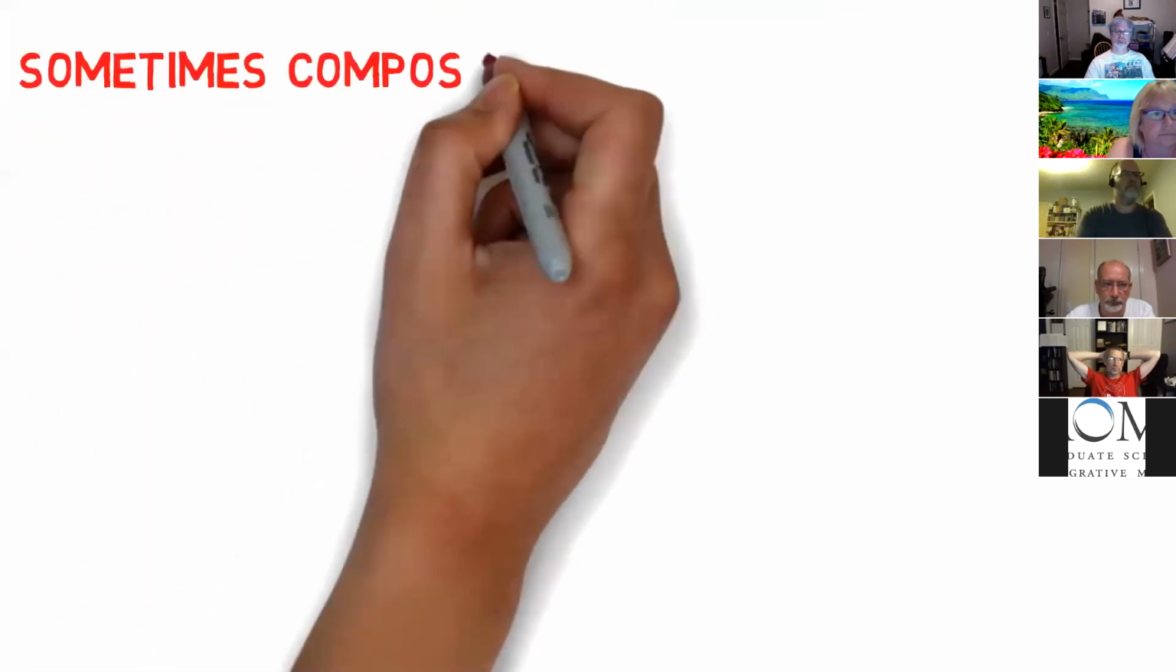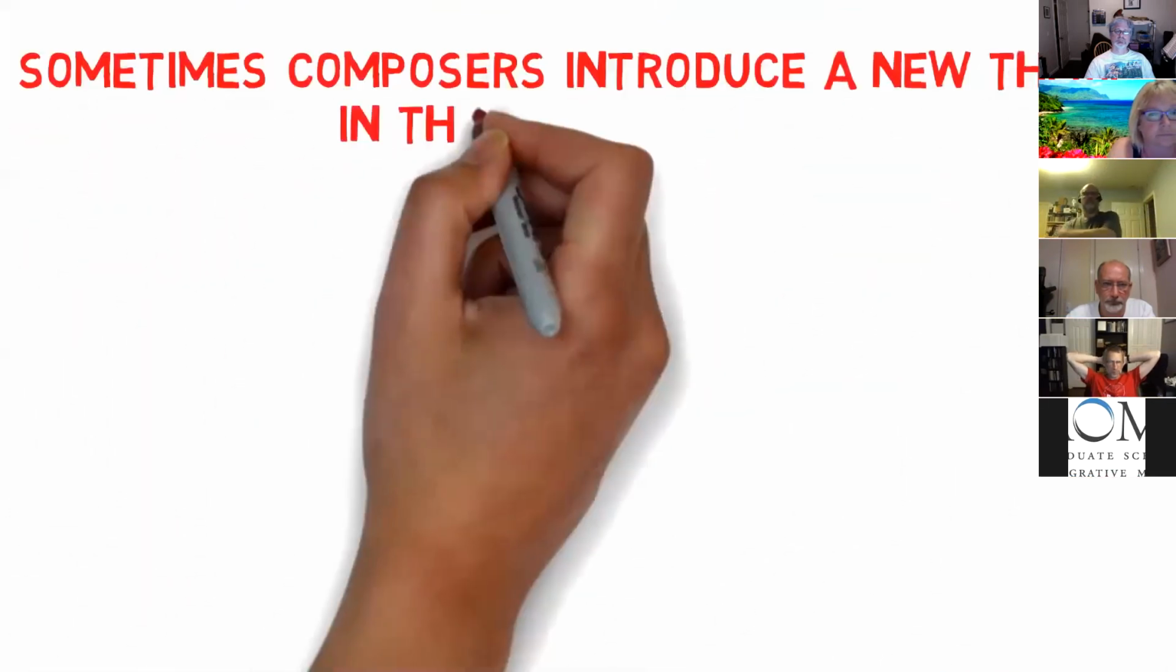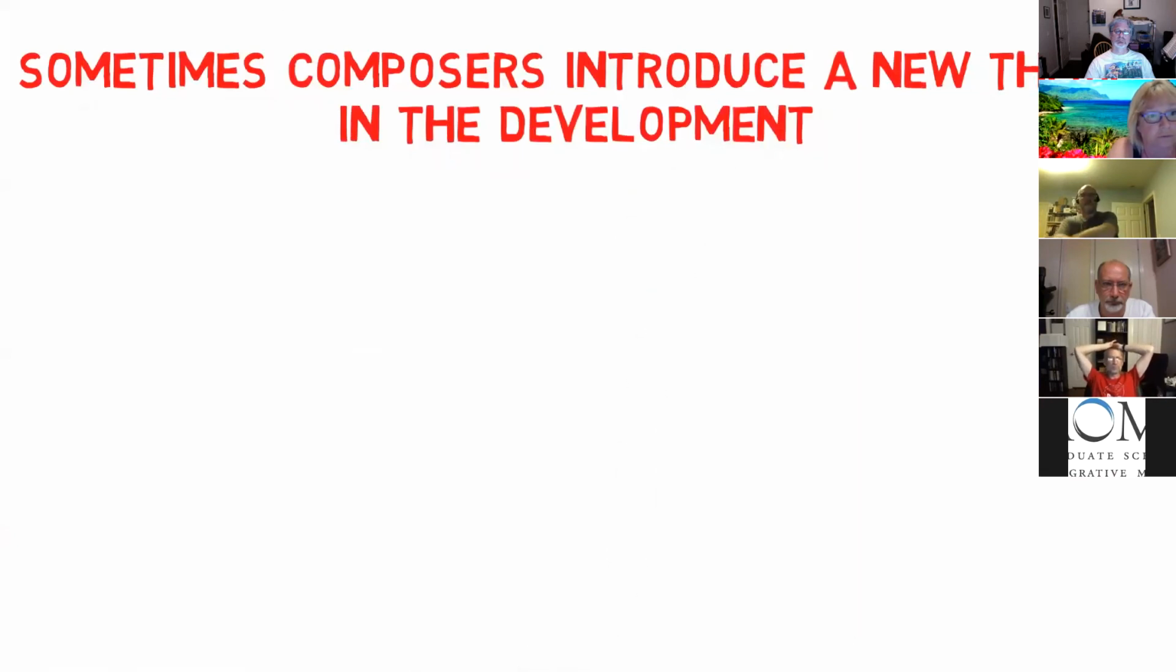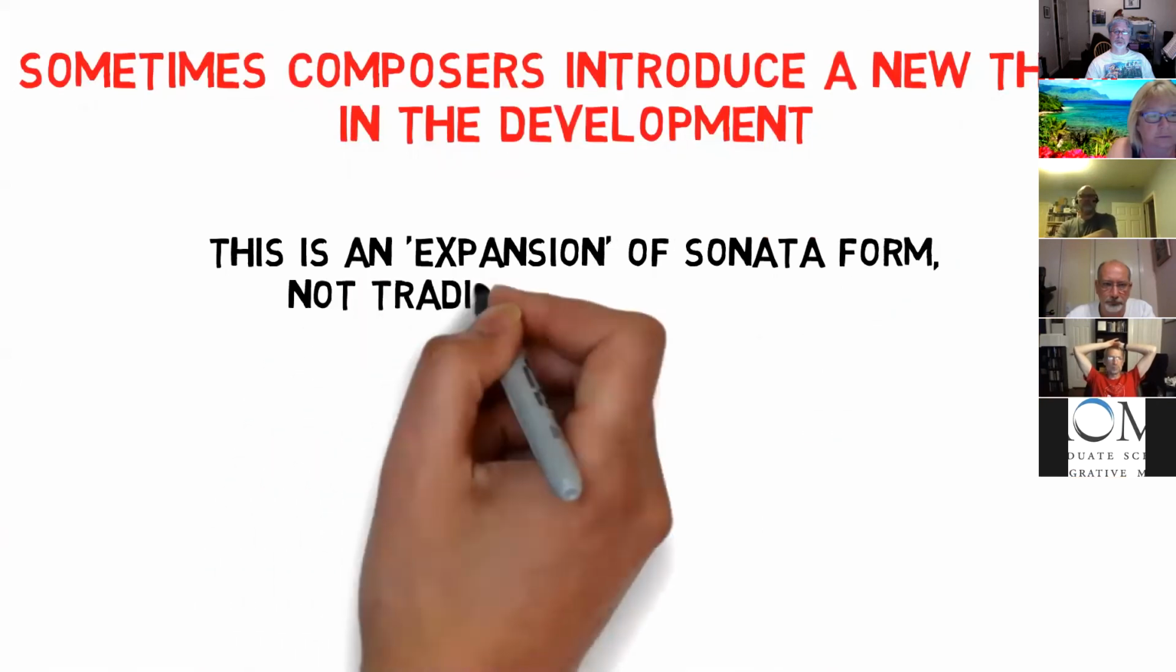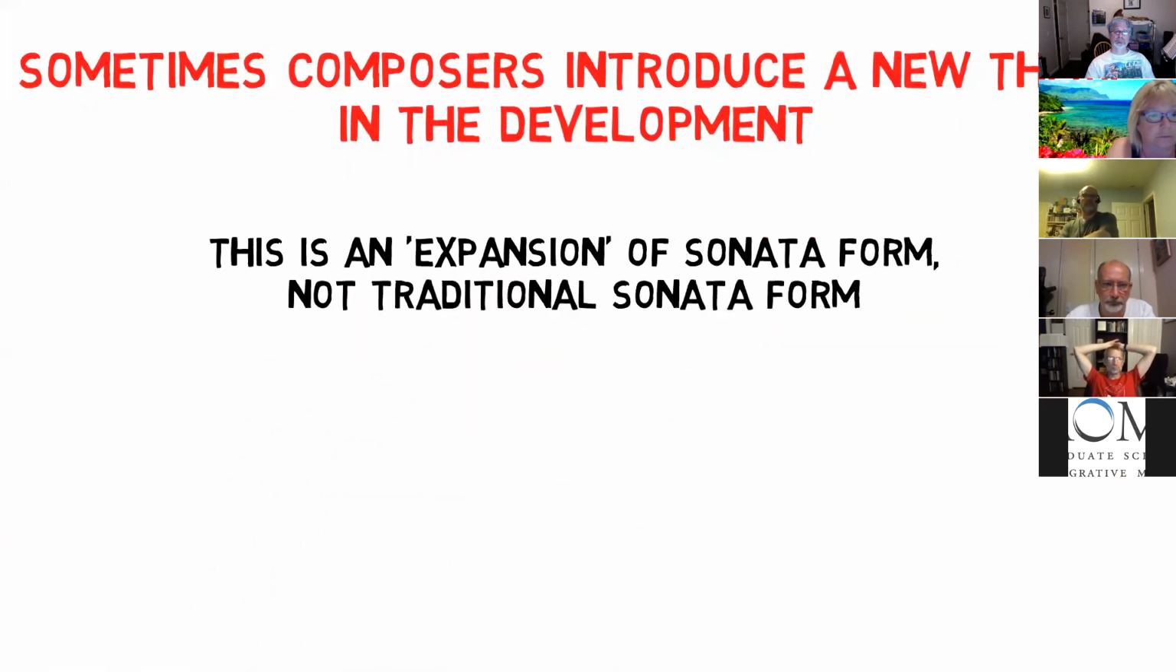One last note, in a few cases, like Beethoven's Eroica Symphony, the composer might also introduce a new important theme in the development section. I consider this an expansion of sonata form, rather than traditional sonata form, but it does add an extra dimension to the structure.